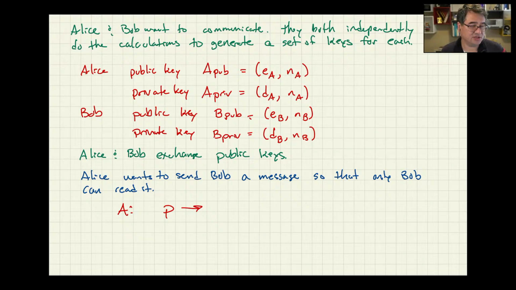Yeah, you've got it. She would encrypt it with Bob's public key. So Alice is going to take Bob's public key and encrypt the message and send it over to Bob. And then Bob will take the ciphertext and decrypt it with which key? Which key will Bob use to decrypt the message and obtain the plaintext back?